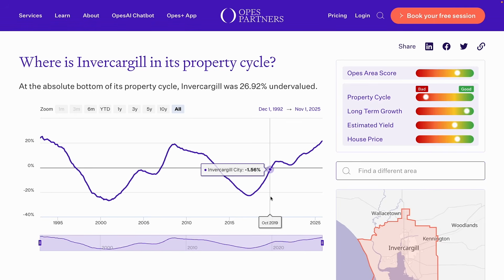Now that might all sound a bit complicated, so let me show you how it really works. If Invercargill house prices are usually 60% cheaper than the average house price in New Zealand, but right now it's only 40% cheaper than that average, well, Invercargill house prices are still cheaper than the average in New Zealand, but they are overvalued because they're more expensive than you'd expect them to be. You'd usually think they were cheaper.